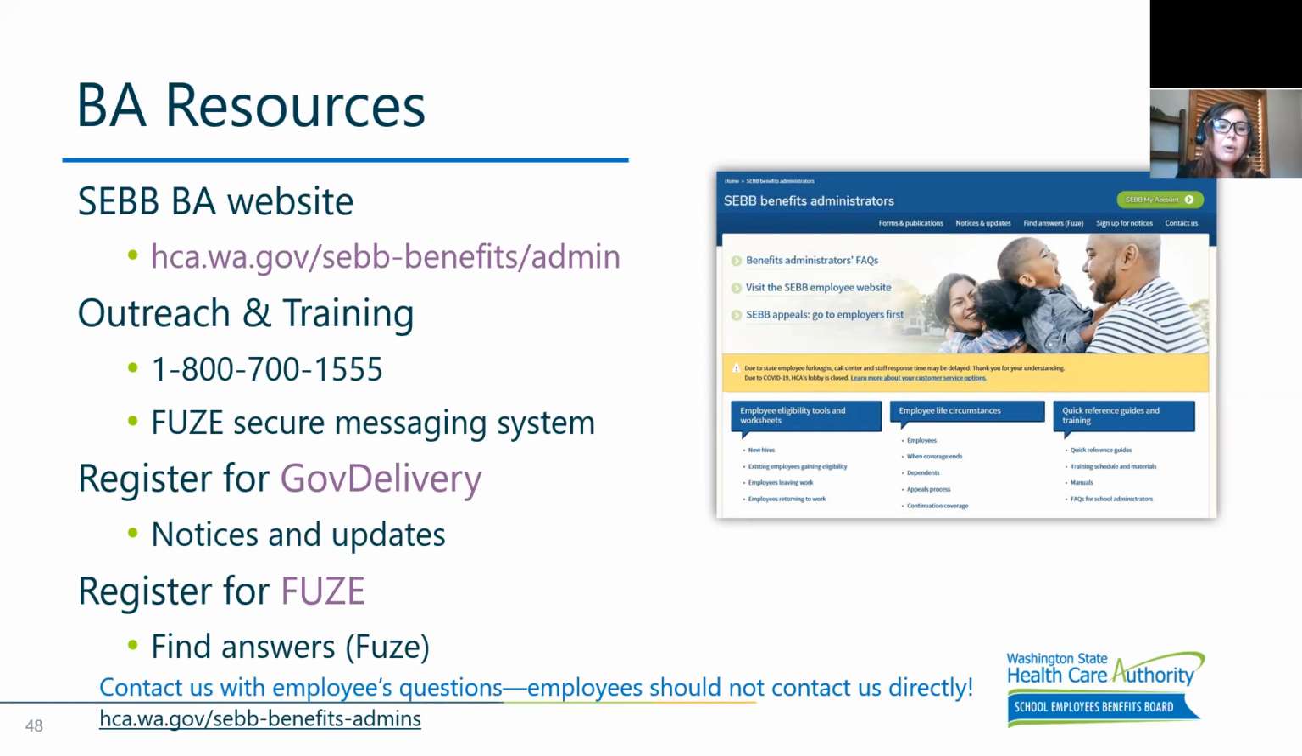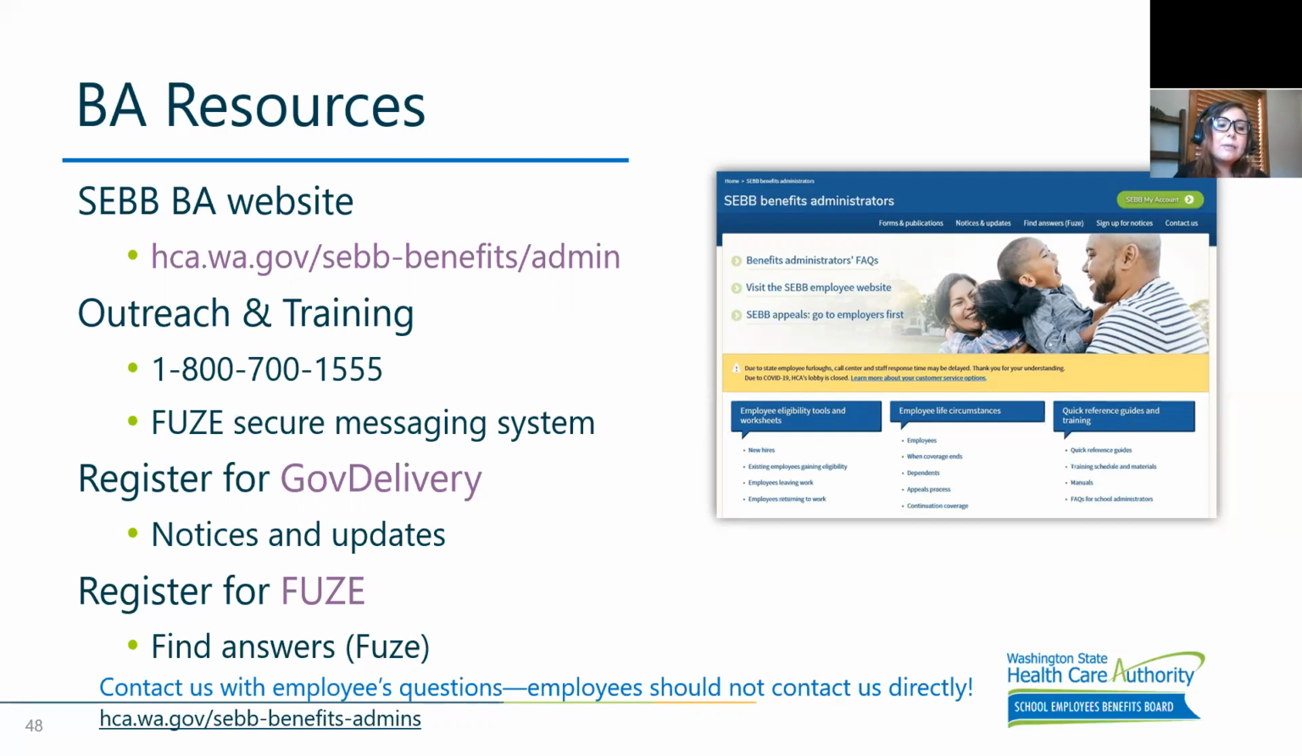Of course, we have our outreach and training phone number. It is 1-800-700-1555. We also have Fuse secured messaging. If you have not already registered for Fuse, you can do that on the benefit administrator website. We use that to communicate with our benefit administrators, and you're able to send in socials and all sorts of employee information because it is a secured messaging system.